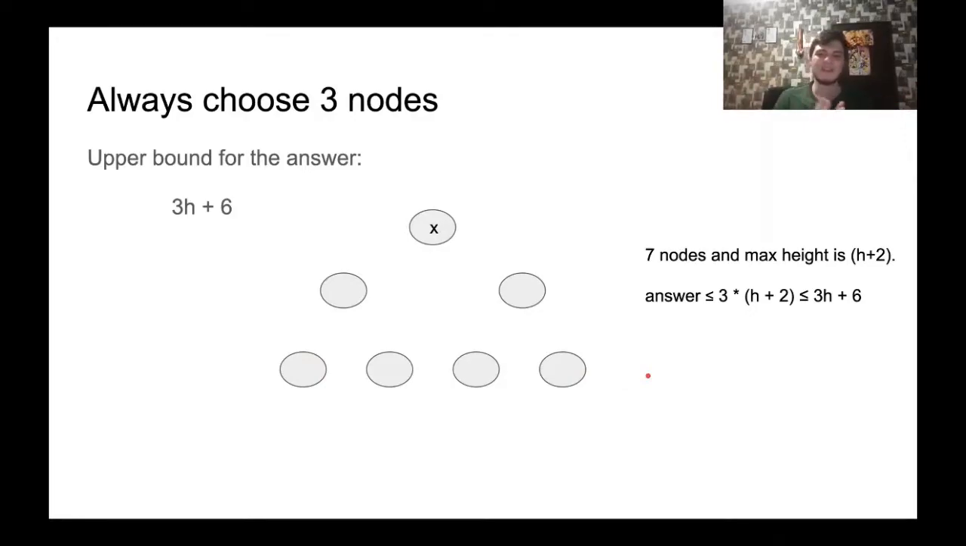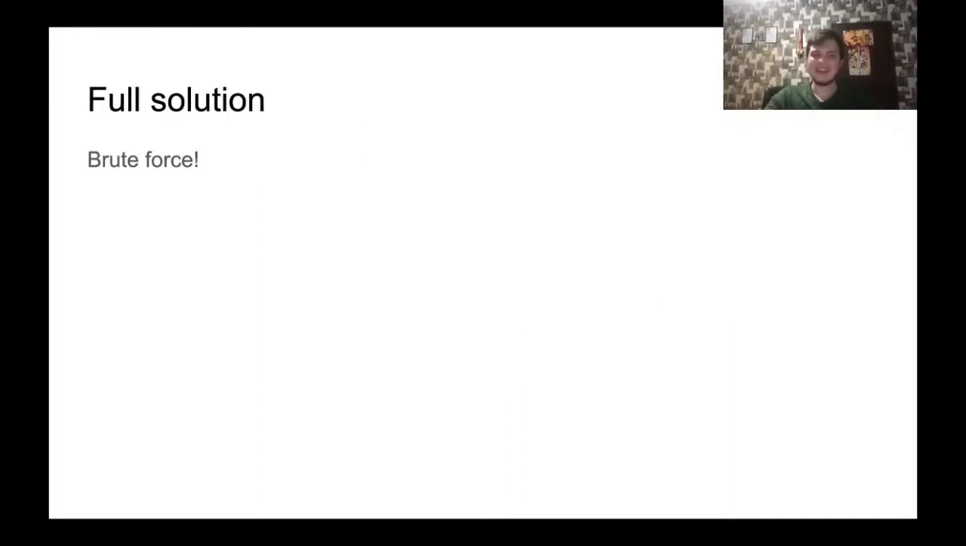And we know that in our construction we can always choose 3 nodes. So trivially you can get that the answer is definitely less than or equal to 3h plus 6.